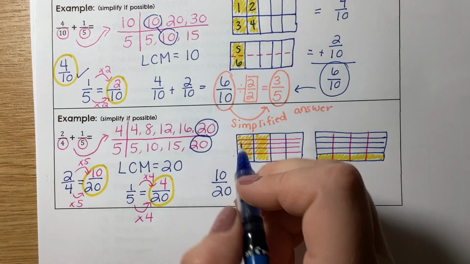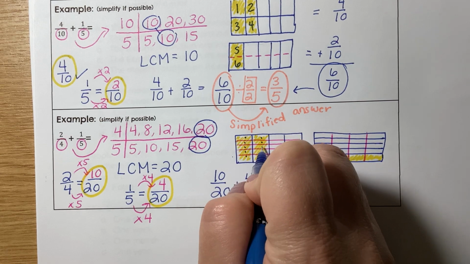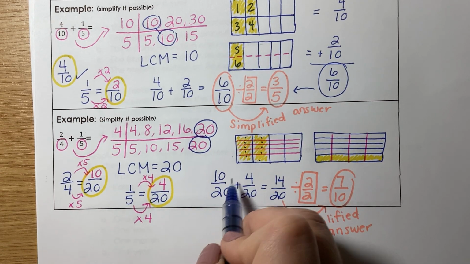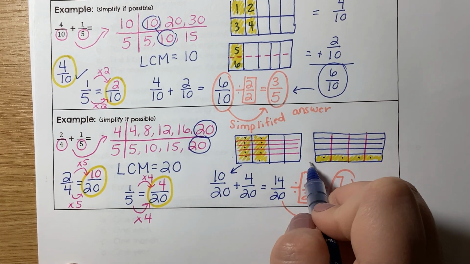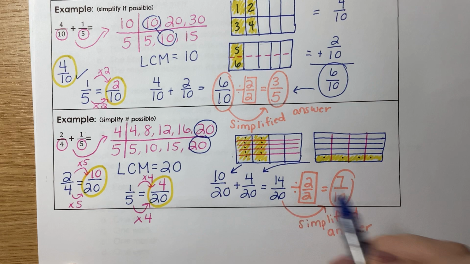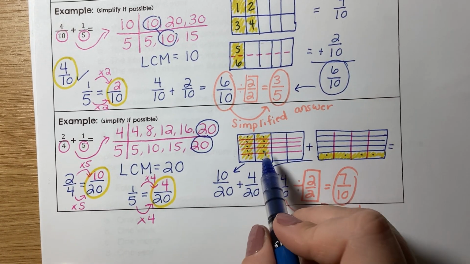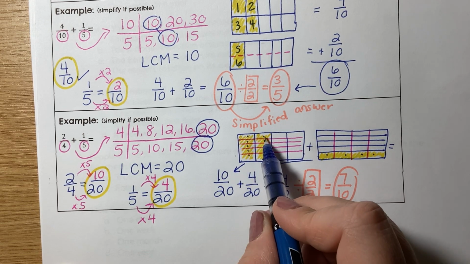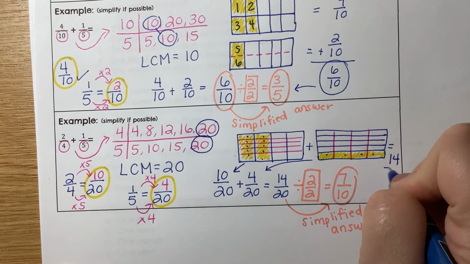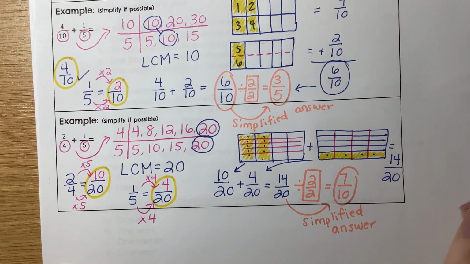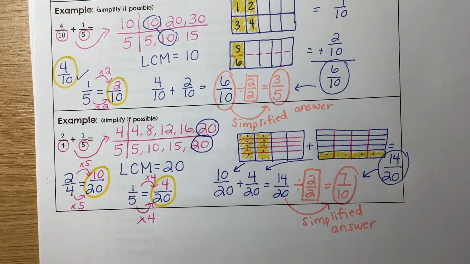And if I look at this one, there is now 1, 2, 3, 4, 5, 6, 7, 8, 9, 10 out of 20, which matches this problem. And if I look at this one, there's 1, 2, 3, 4 out of 20, so it matches the second problem. So we did this correctly. If we add these two pictures together, we are still going to get 1, 2, 3, 4, 5, 6, 7, 8, 9, 10, 11, 12, 13, 14. So 14 pieces that are all 1/20th in size. And we already talked about this. We can simplify it down to 7/10.